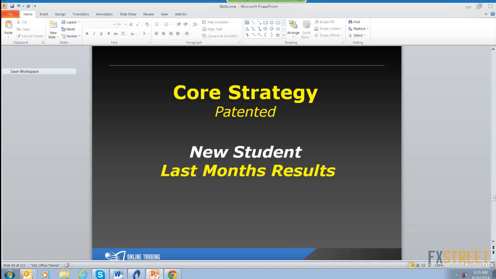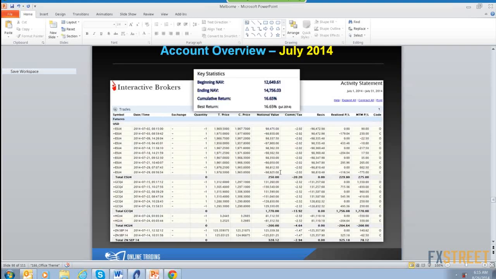So let's take a look. Here's a new student. She's in college. Her big advantage is she's only learned from Online Trading Academy, so she doesn't have any other strategies or education or anything. That's a pretty big advantage for her. But here's her real statement from July. Now she's only trading one contract still. She's still in the learning and practicing stage, but she's very profitable.